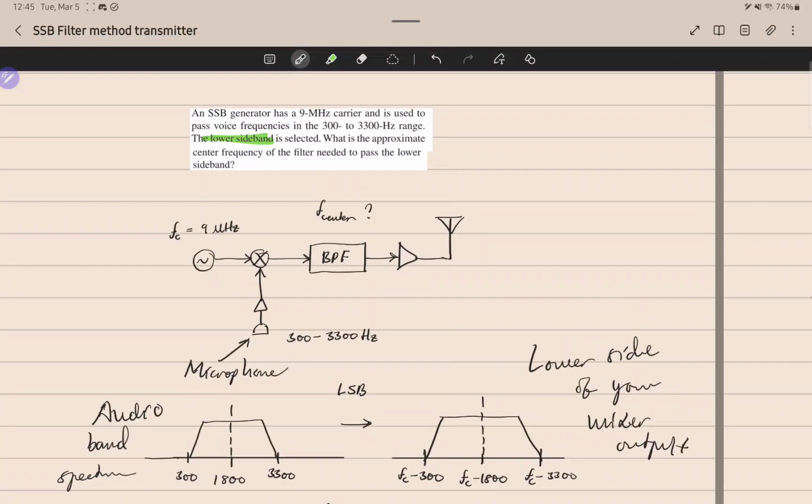We don't actually know what the frequency response of this bandpass filter looks like. All we know is, what would it look like if it just fits your lower sideband signal? Now it's asking, what is the approximate center frequency? How do we find that out?